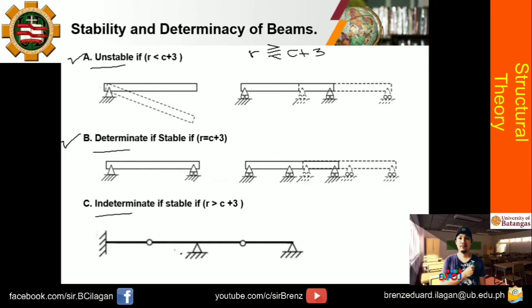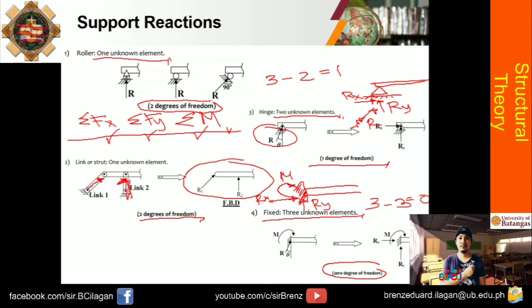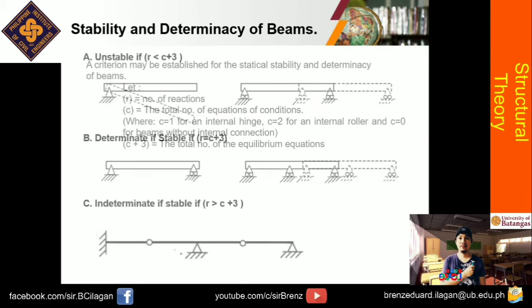So for this, palitan ko lang yung kulay ng ink. So ano nga ang kailangan natin? R. R is the number of resultant. C is the, balikan natin yung kanina. So C is the total number of equation condition.